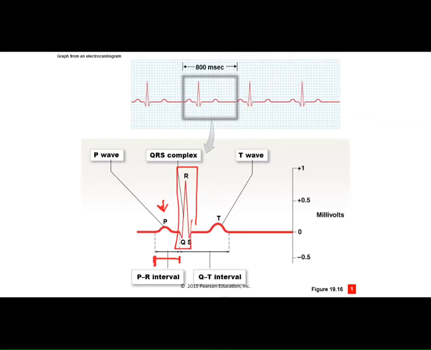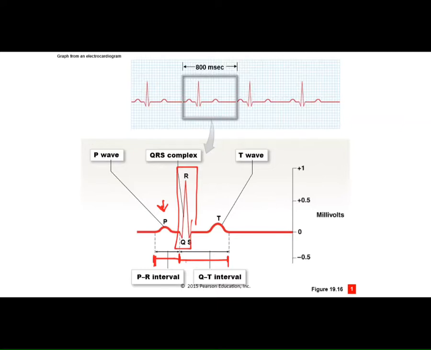So the P to R interval, right, from the beginning of the P wave to the beginning of the QRS complex. That represents the time it's taking for the signal to go from the SA node to the initiation of the AV node firing. QT, pick up right there where we left off and go now to the end of the T wave. That represents the totality of time that the ventricles are squeezing and relaxing.